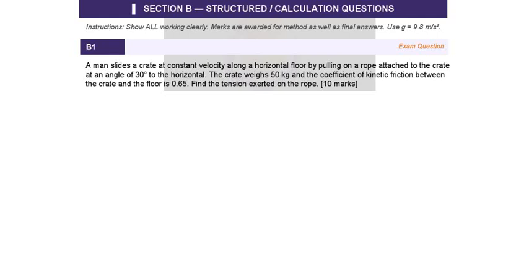So the first question that I have is a very interesting question. The question goes like this: a man slides a crate at a constant velocity along a horizontal floor by pulling on the rope attached to the crate at an angle of 30 degrees to the horizontal. The crate weighs 50 kgs and the coefficient of kinetic friction between the crate and the floor is 0.65. Find the tension exerted on the rope, 10 marks.